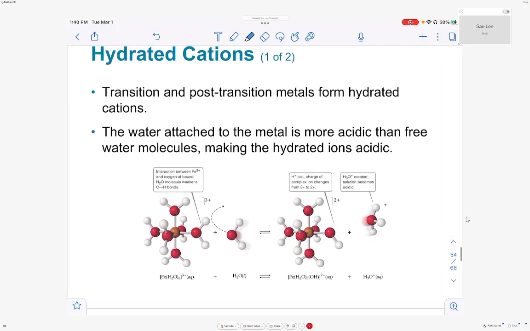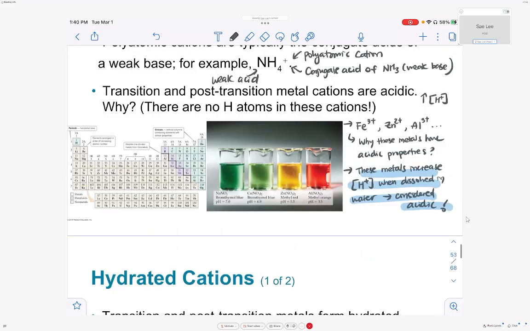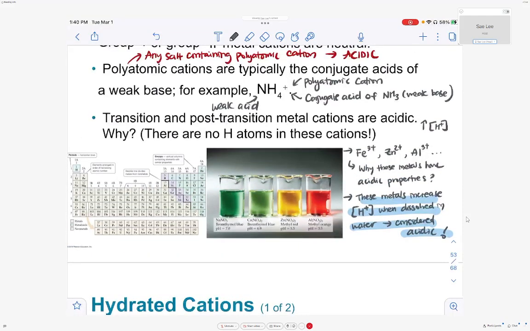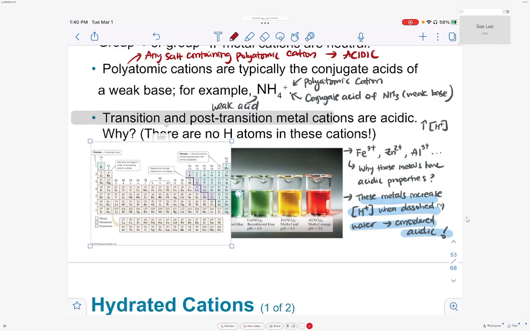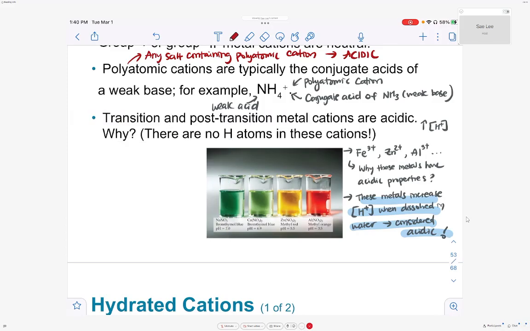So these transition and post-transition metals, okay, I'm going to make a note here. Any salts containing transition or post-transition metals are going to be acidic.